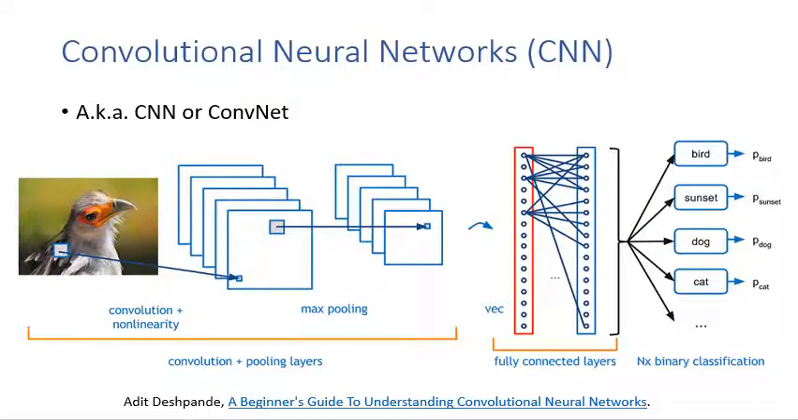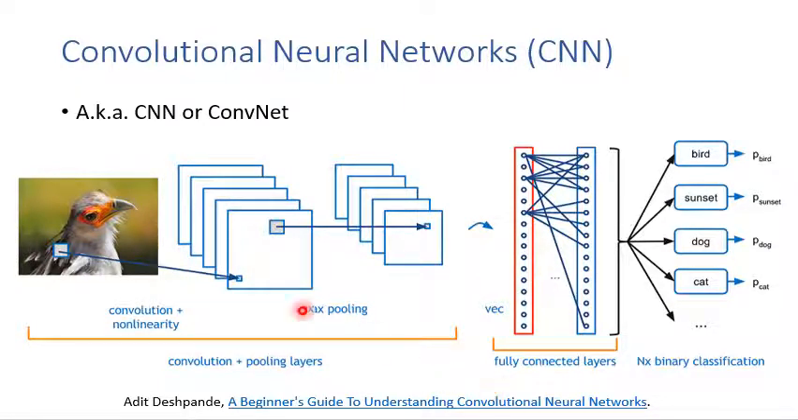Convolutional neural networks is also known as CNN or ConvNet. It was invented for image classification. Here is a picture that visualizes the operations of convolutional neural networks. This picture is extracted from this blog, a beginner's guide to understanding convolutional neural networks.